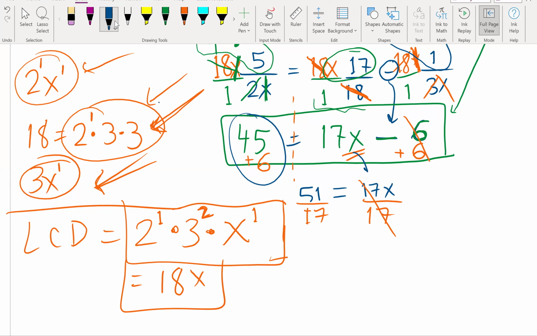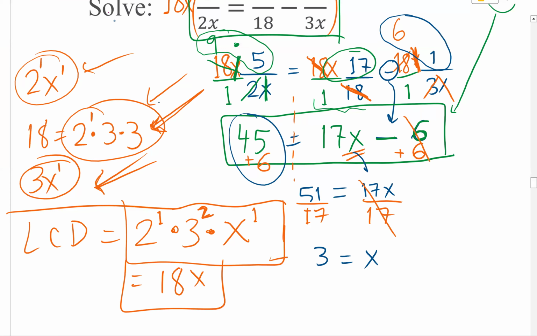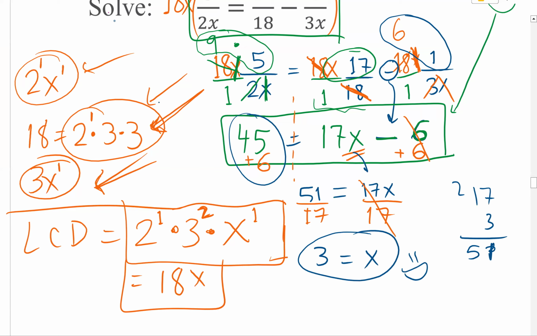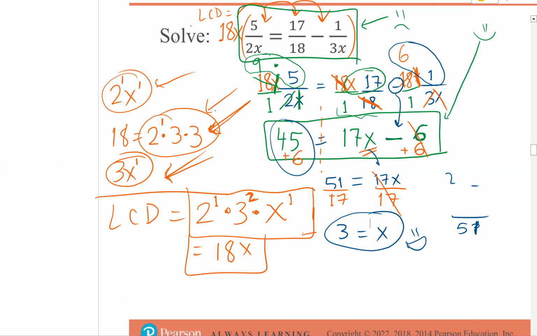51 divided by 17, is that 3? That almost seems too good to be true. Is 17 times 3 equal to 51? It is 51. That worked out pretty good. They designed these to come out, usually, not always, but for the most part, to a whole number or a negative whole number in the end.